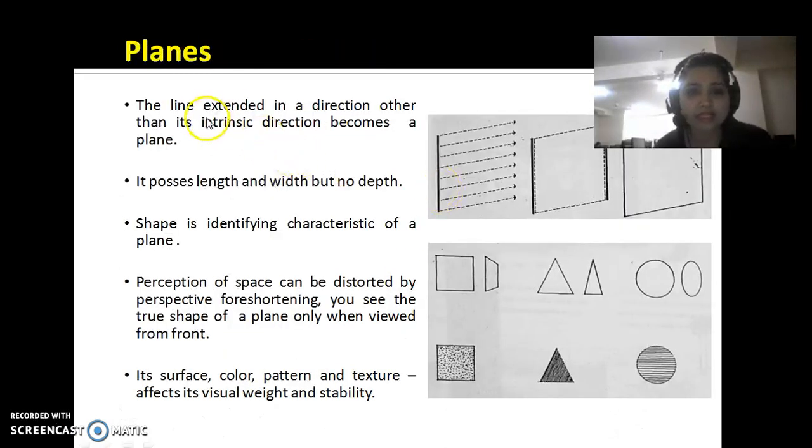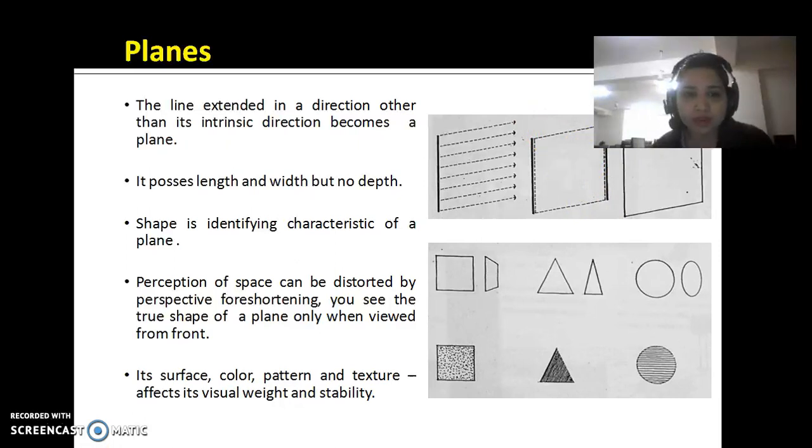Next we have the line extended in a direction other than its intrinsic direction, which becomes a plane. For example, if this is a line, and it is extended this way and not in its intrinsic direction, it forms a plane. It possesses length and width, but there is no depth. The moment you add depth to it, it will add some volume to it.